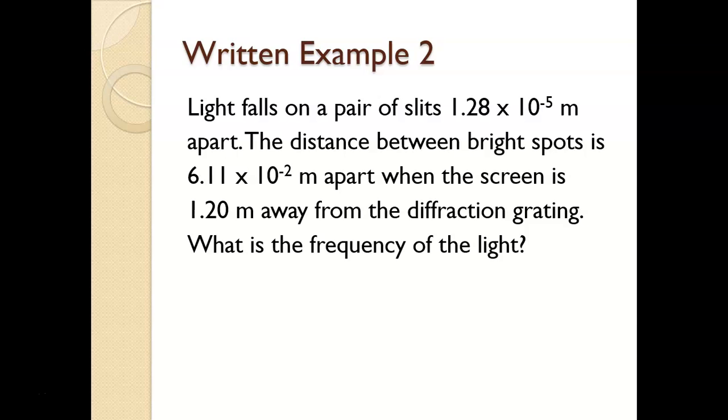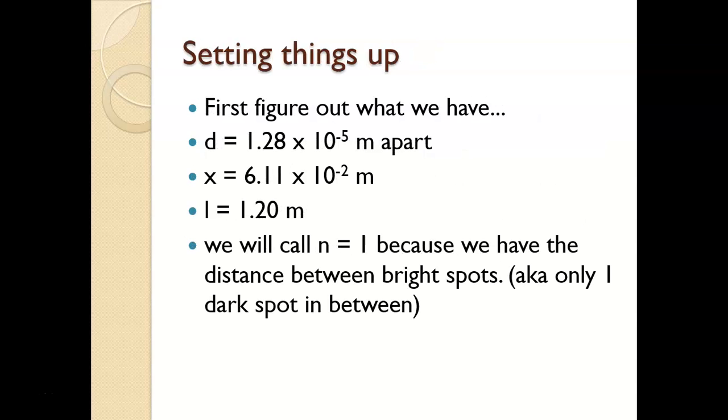Let's take a look at another one. Light falls on a pair of slits 1.28 times 10 to the negative 5 meters apart. The distance between the bright spots is 6.11 times 10 to the negative 2 meters when the screen is 1.2 meters away from the diffraction grating. What is the frequency of light? Well, we know that the slits are 1.28 times 10 to the negative 5 meters apart. We're given the distance between bright spots here as 6.11 times 10 to the negative 2 meters.